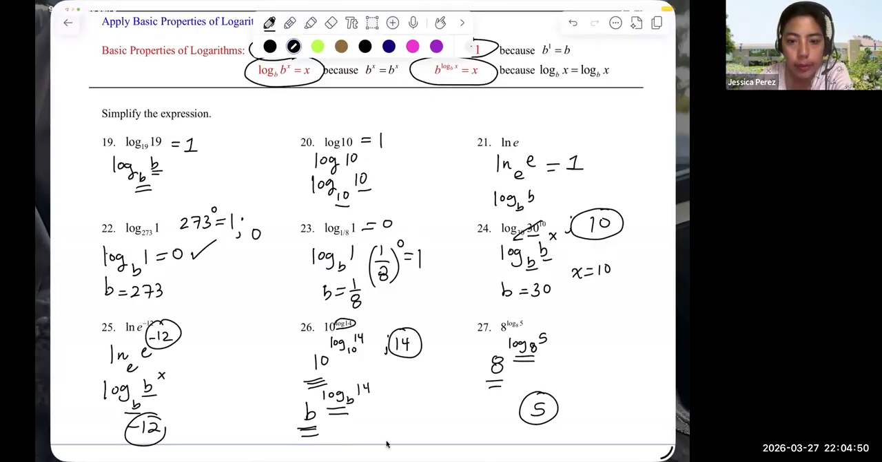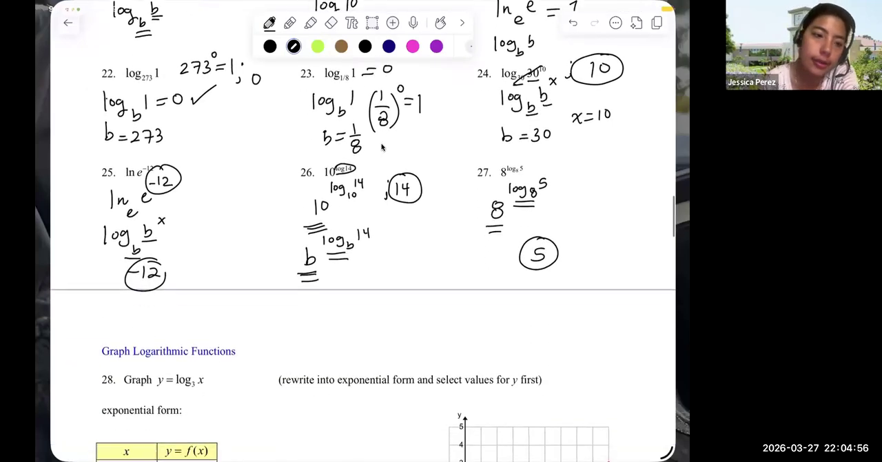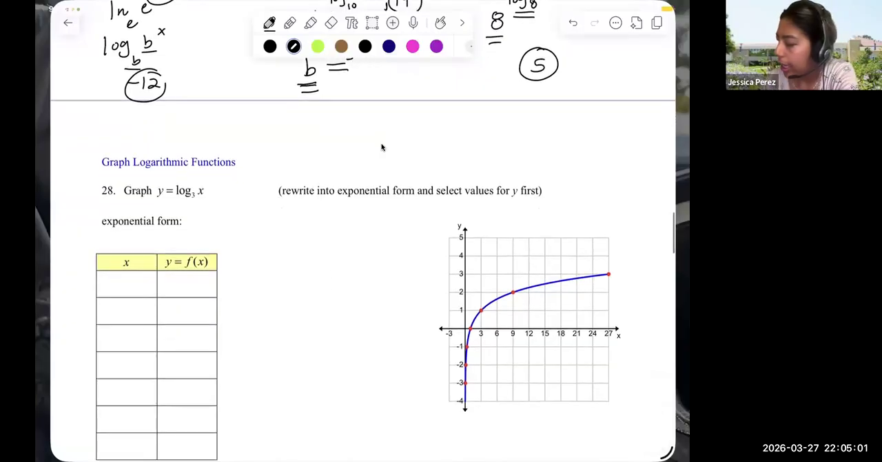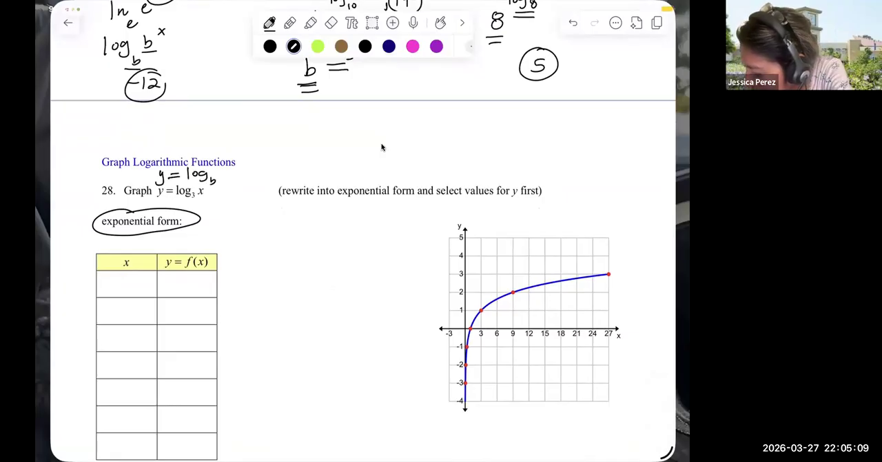Now for the following, what we're interested in doing is graphing. So we graphed exponentials. Now let's graph logarithms. And the first thing you want to do is actually change it to an exponential form. So we have y is equal to log base b of x. So this is b to the y is equal to x. So we rewrite it. This is going to be 3 to the y.